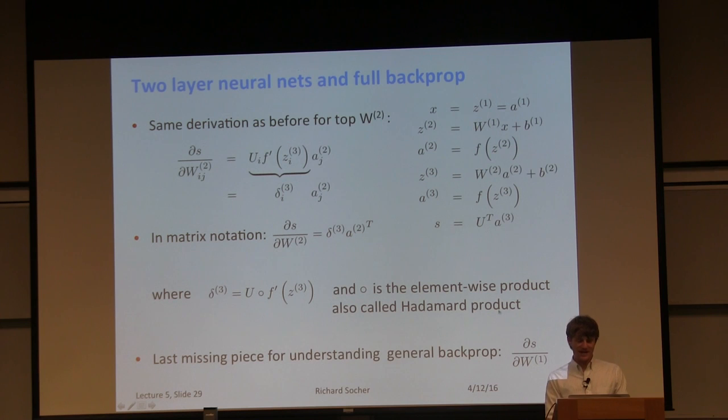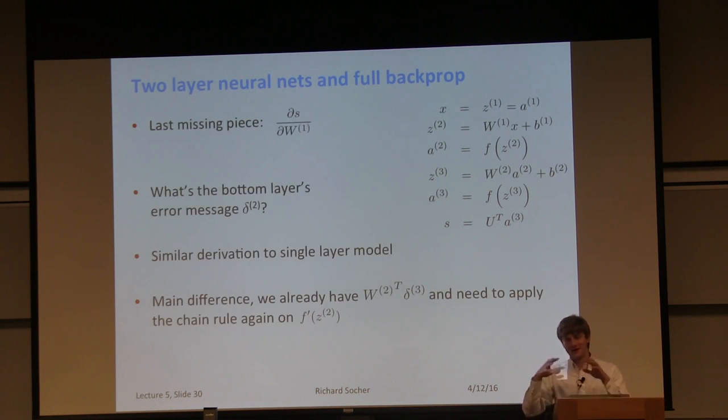So now the last missing piece for understanding general backpropagation will be to take the derivative of S with respect to W1. And now if we wrote that all out, it would get pretty messy. I encourage you to do it at home, but it basically takes all the exact same tools that we just used and applies them very carefully, keeping track of all the indices. And the main thing that you'll have to compute is basically the error signal delta 2. And it's a similar derivation to what we did in the single layer model.